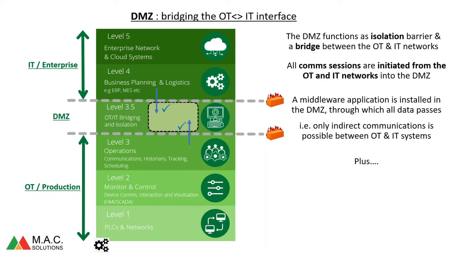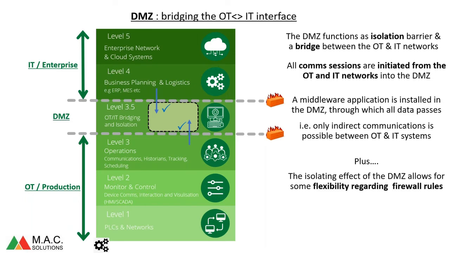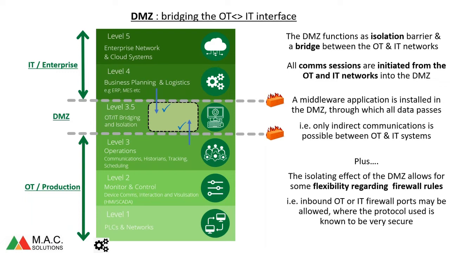Plus, the DMZ also provides an extra level of flexibility, because you don't have one firewall, you have two firewalls. It does allow for a little bit of flexibility in terms of the rigid rules of only outbound ports allowed. It is possible in one of the firewalls to open up an inbound port to allow a protocol to go through, if that protocol is known to be very secure. And we'll look at the security of the various protocols that you use across the IT, OT, DMZ in a little while.